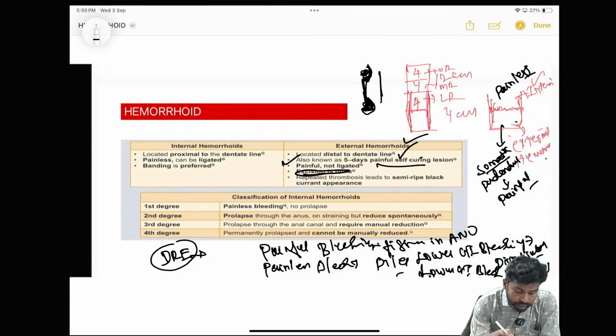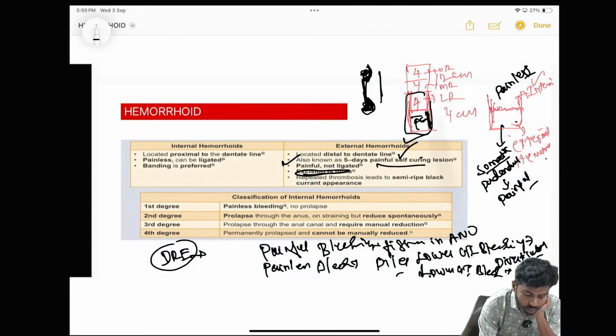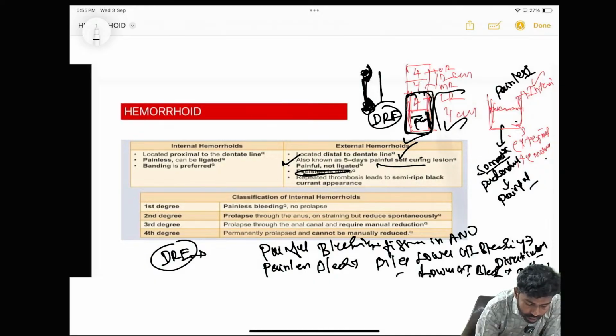If you are inserting the index finger in the anal canal, the normal ideal length of the index finger is 8 centimeter. So 4 centimeter, 4 centimeter, totally 8 centimeter. You will insert 4 centimeter in the anal canal and 4 centimeter in the rectum. If they ask what all the things you will examine in the DRE, you should write that in DRE, through the anal canal I can see the lower rectum.